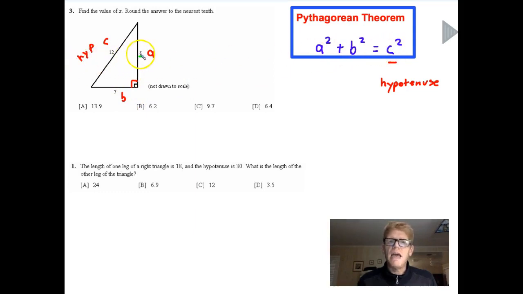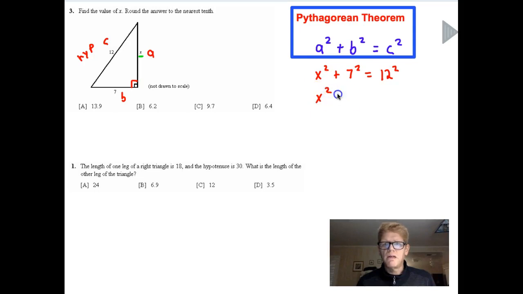We want to find x, however. We don't want to find the hypotenuse, we want to find x. Well, we can still use the same formula. So we'll replace a squared with the value of a, which is x squared, and the value of b, which is 7, so 7 squared. That's going to be equal to c squared, which is 12 squared. Then we'll evaluate what we have: x squared plus 7 squared, which is 49, equal to 12 squared, which is 144.